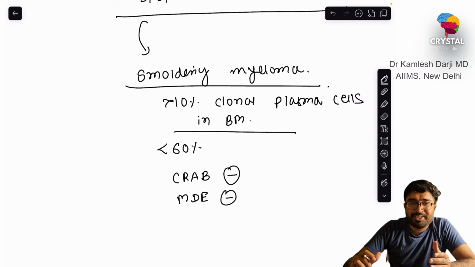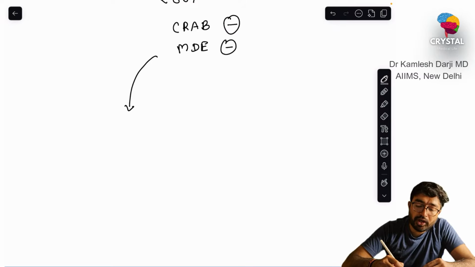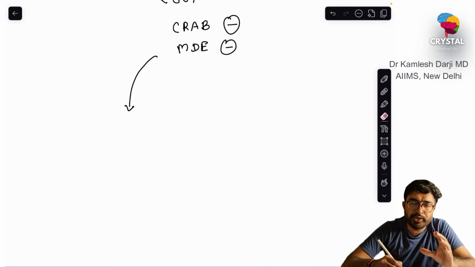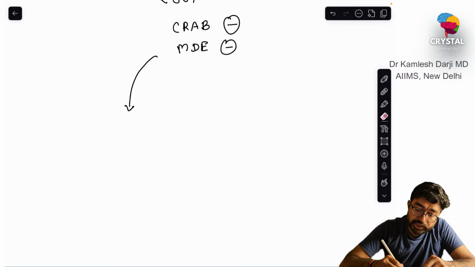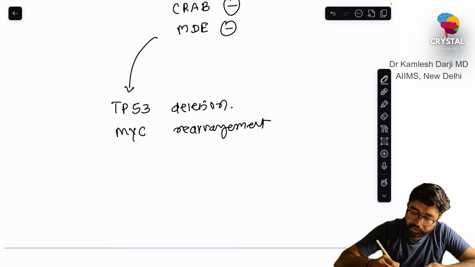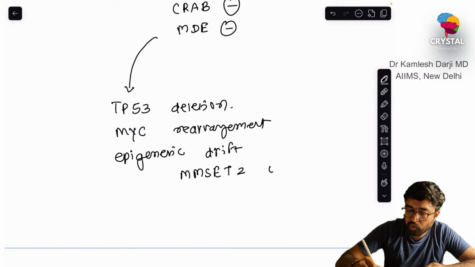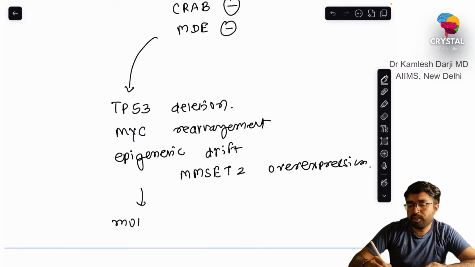This is also not enough for causing multiple myeloma, so your body will produce some type of mutations in this plasma blast, which is in the smoldering myeloma phase, and these mutations are TP53 deletion, MYC rearrangement, and epigenetic drift by SET overexpression. These will lead to your multiple myeloma.